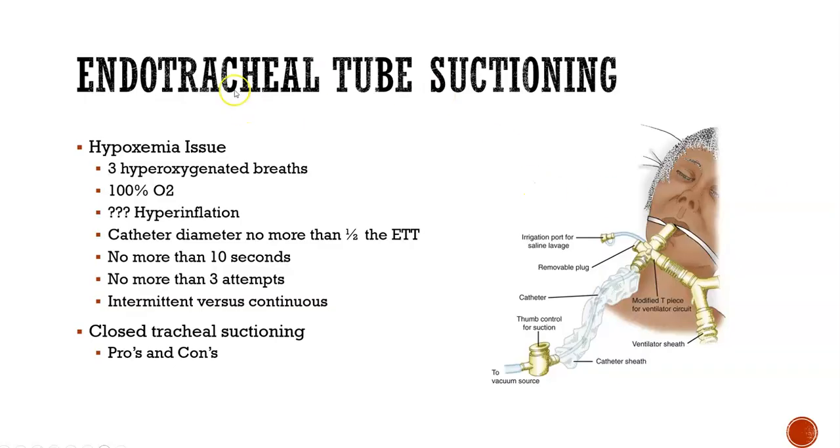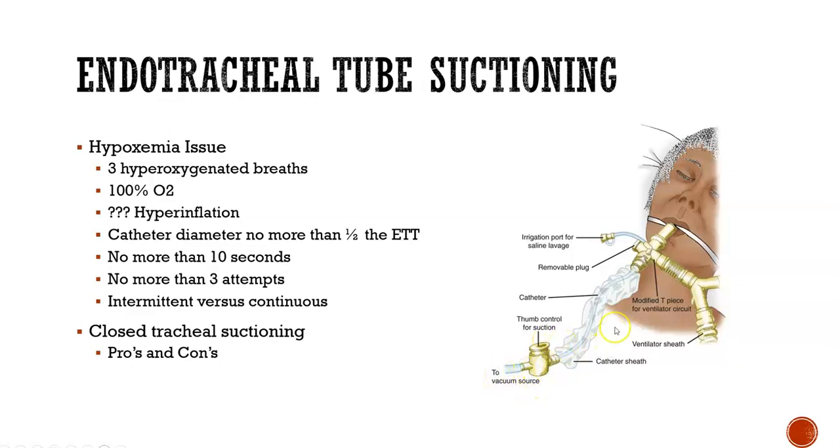Then we have endotracheal tube suctioning. Hypoxemia is obviously an issue, so we want to make sure to give O2 breaths, is what we call it on the vent. Respiratory usually attaches this inline suction that I was talking about. This catheter is wrapped in a little sheath which keeps it sterile, so you don't have to have sterile gloves on or anything when it comes to this.